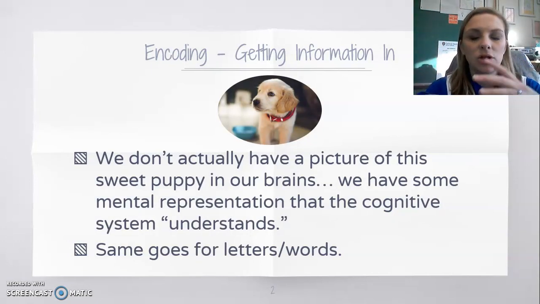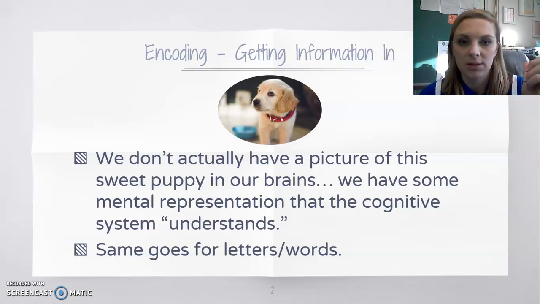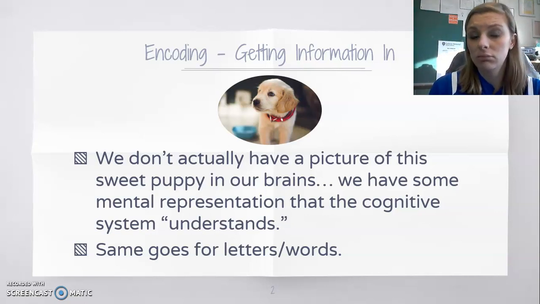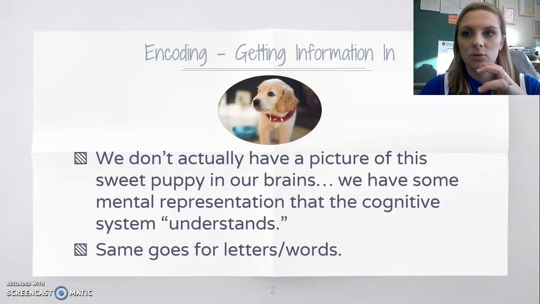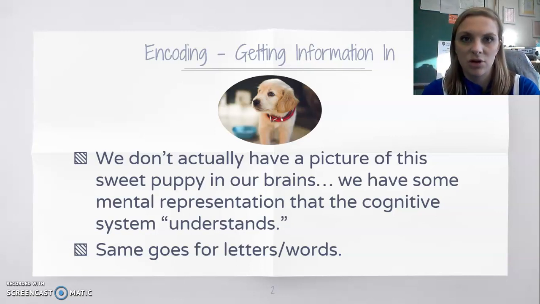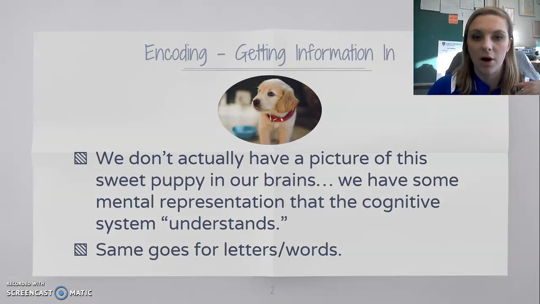For example, we don't actually open up our brain and place this picture of this puppy into our brains. We have a mental representation that our cognitive system then understands. Same thing with letters and words. We don't actually have those letters and words in our brains. We have a representation of them. So think of encoding as creating some sort of code that our brain is going to use to understand what this picture is. Whether it's creating a mental image or creating a word inside our head, encoding is the process of getting memories into our brain.